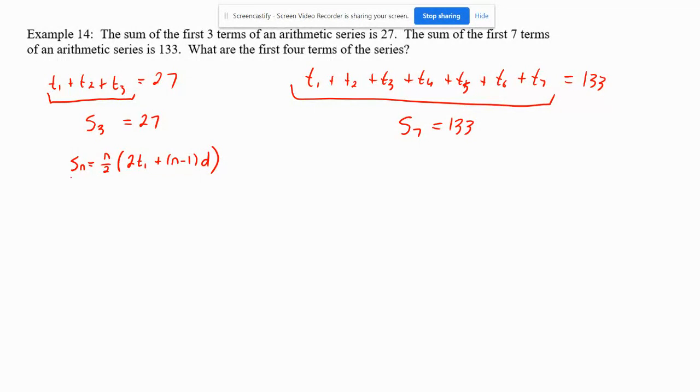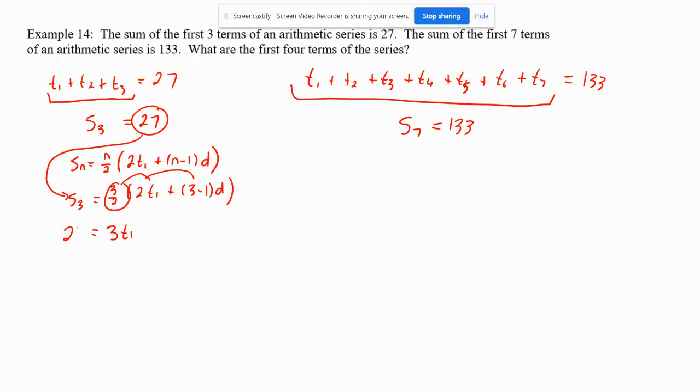Okay, now let's apply this formula for S3. So if this was S3, that would be 3 over 2 times (2t1 plus (3 minus 1) times d). Now we know that S3 is 27, so I can make this substitution here. 27 equals, and if I multiply this through, 3 over 2 times 2 is 3t1. 3 minus 1 is 2, times 3 over 2 is 3. So we have 27 equals 3t1 plus 3d. Now guys, right now I have one equation with 2 variables, so I can't solve for either of these yet. We'll come back to this one in a second.